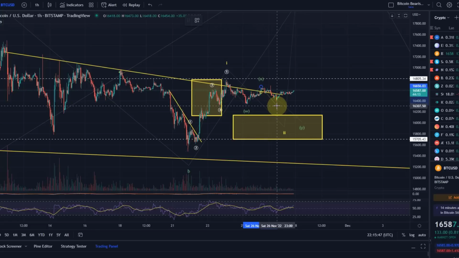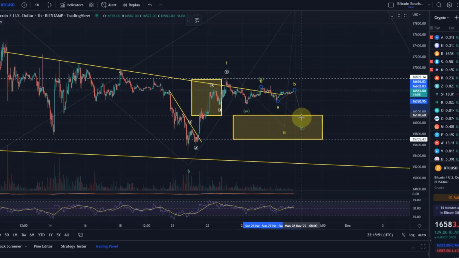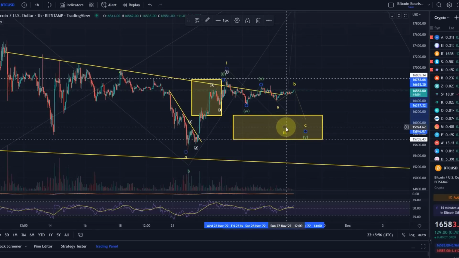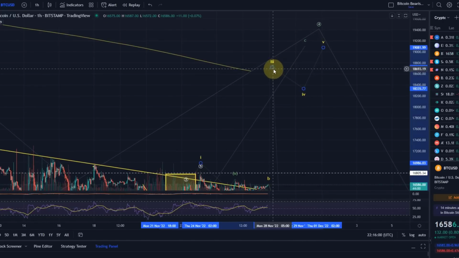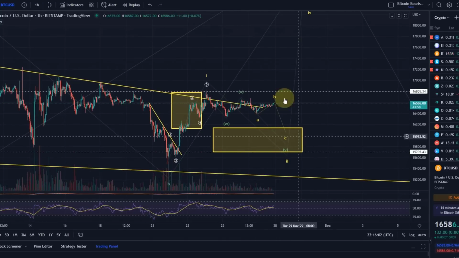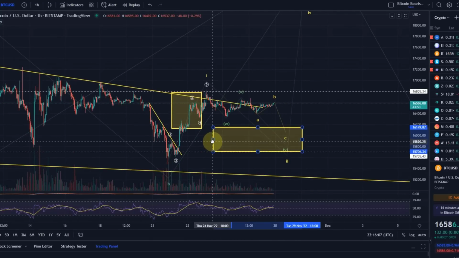which would be looking like this: A, B, and then the C wave down. Wouldn't be surprised if we see that. Short-term upside potential would not be damaged with that, because this is in fact the area that I originally thought the price would head into in a wave 2.